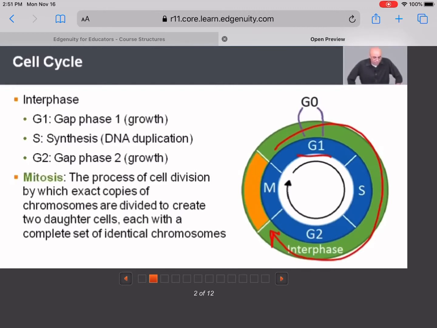Now let's talk about mitosis. Mitosis is the process of cell division by which exact copies of chromosomes are divided to create two daughter cells, each with a complete set of identical chromosomes. Now, let's move on to the stages of mitosis.